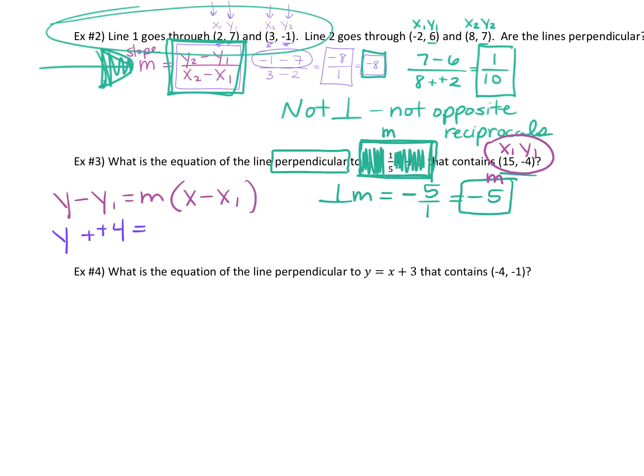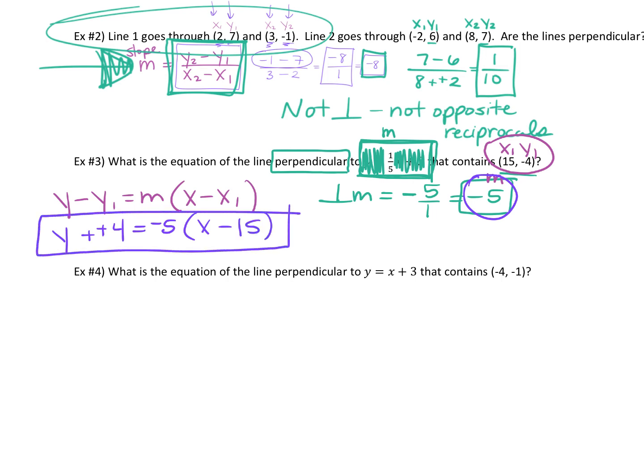What's m? Negative 5. The -5. And then it's x minus, what's your x1? 15. Okay, so we're just taking the pieces that we have and we're dropping it into that equation. Let's do it one more time.